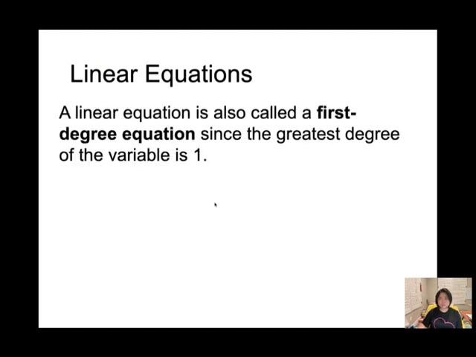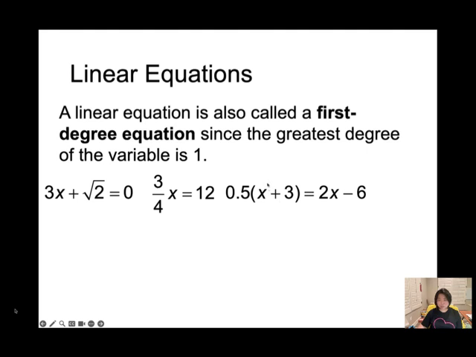A linear equation is also called a first degree equation since the greatest degree of the variable is 1. For example, we only have one variable here, that will be the x. The degree of the x is going to be 1. The exponent here is only 1. So that's why we call this a linear equation. Like here, the degree of the variable x is also 1. The highest degree of the variable is 1. This guy also, I have a 1 here and 1 here. So this is a first degree equation, and we also call this a linear equation in one variable.